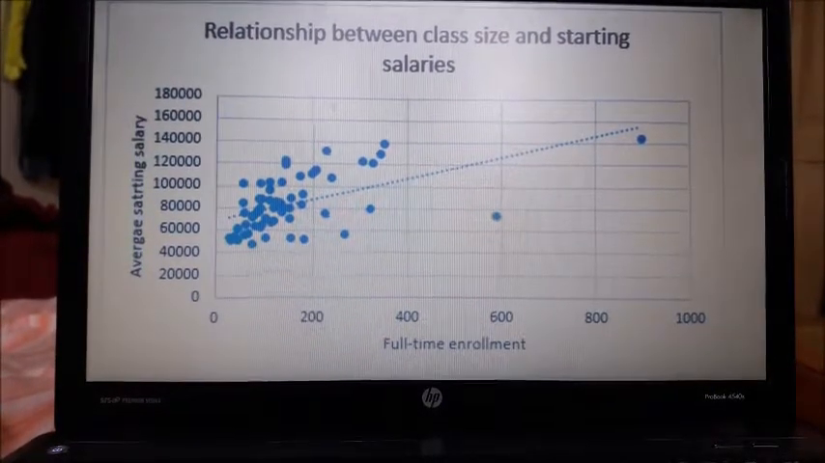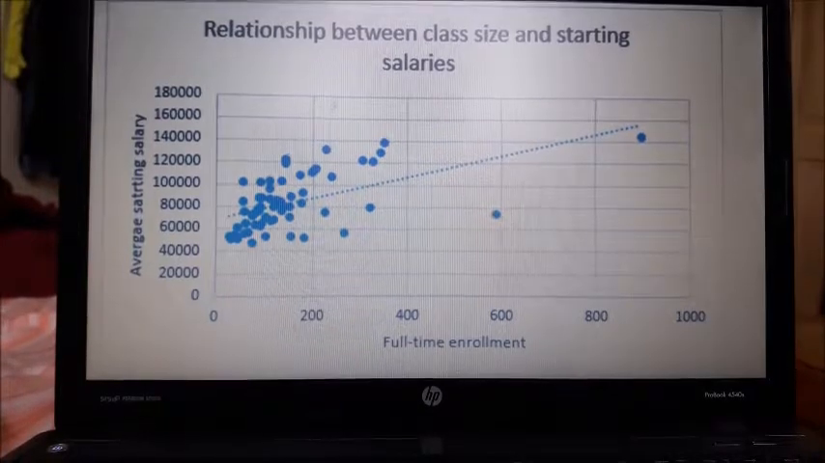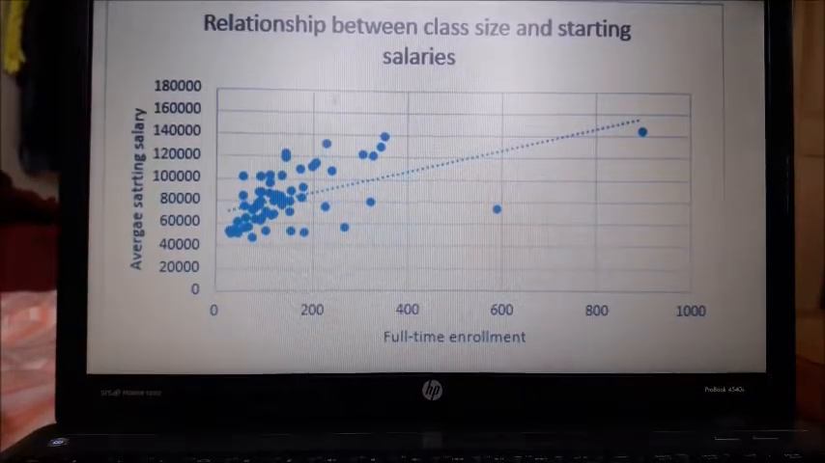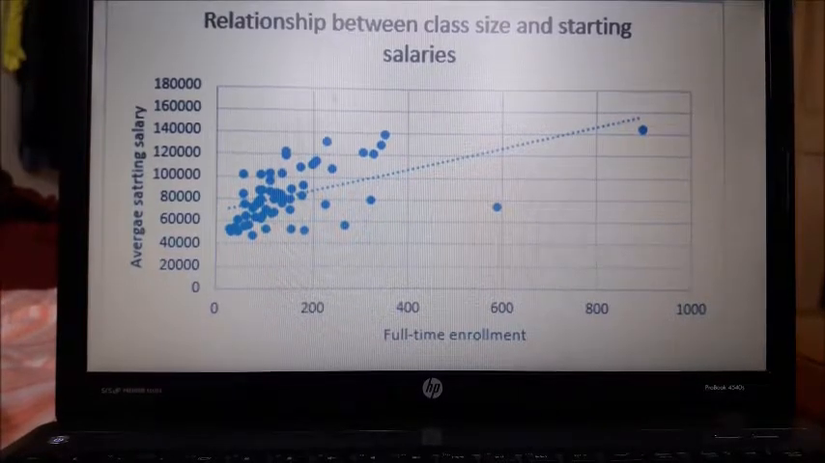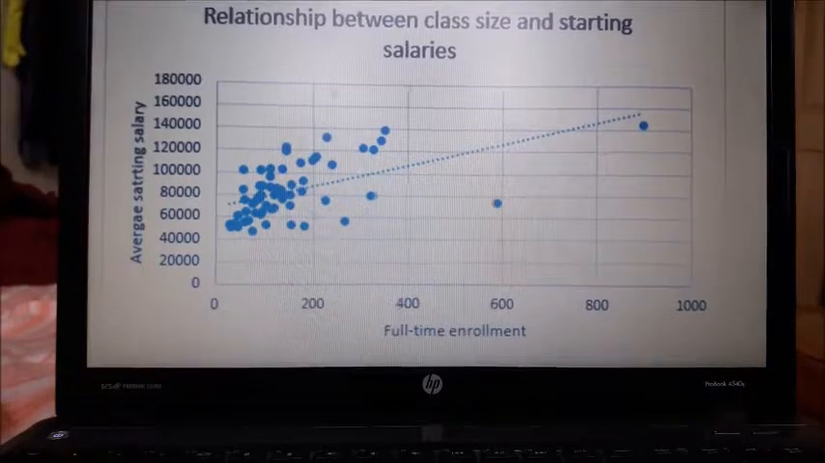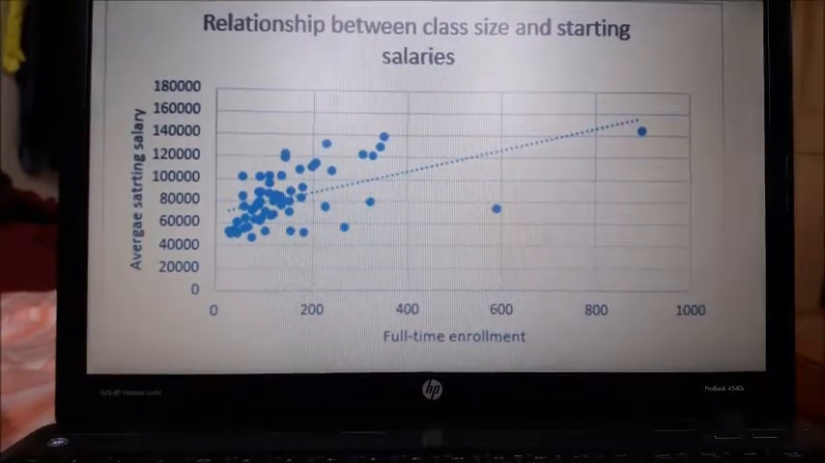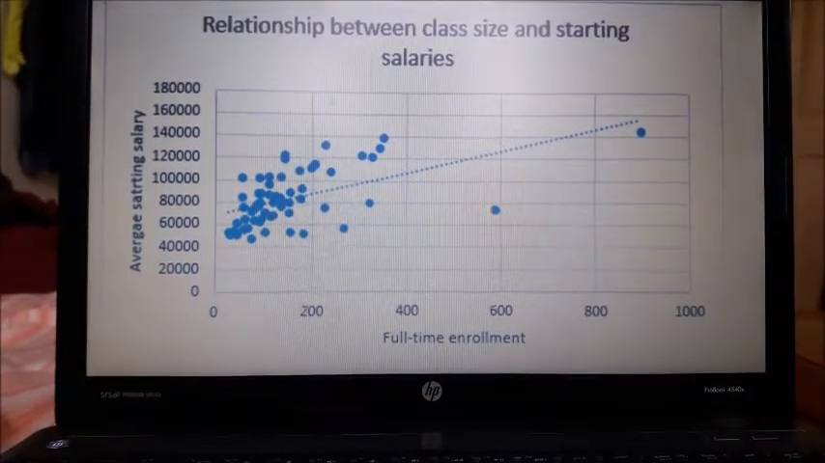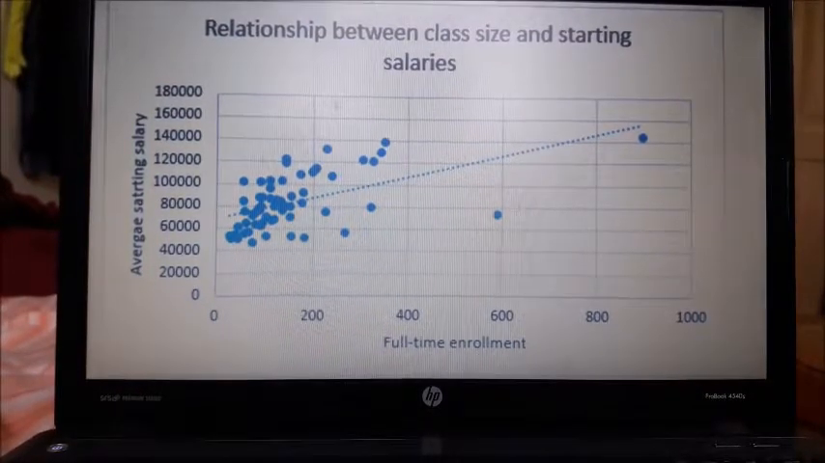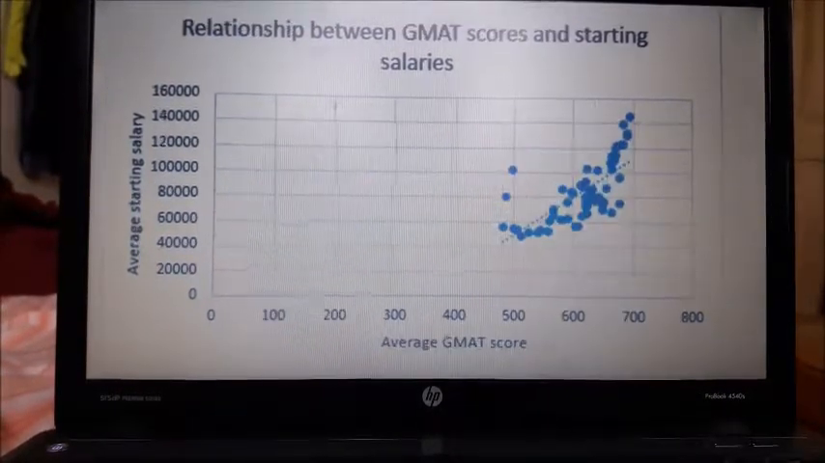Here is a graph showing the relationship between class size and starting salary. Once again, you can see a positive slope. But once again, these data points are not very closely clustered around this line at all, and there do appear to be a few outliers over to the right. What this means is that a larger class size will generally mean a larger salary, but once again, this is not a very accurate metric of how much you'll earn.